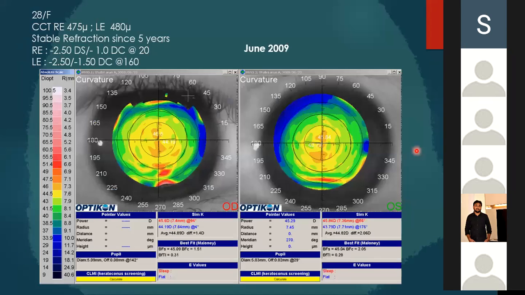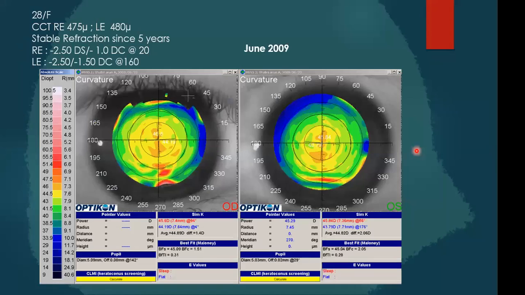Okay, coming to this, just the topography, this is a placido-based topographic image of a patient who was a 28-year-old female, and her central corneal thickness by the ultrasound pachymetry was 475 in the right, 480 in the left, and she had a stable refraction since last 5 years, which was as follows. This was in June 2009. And we followed her up.